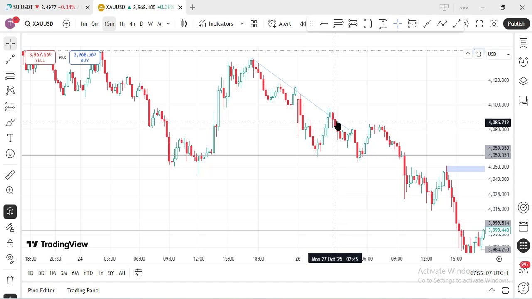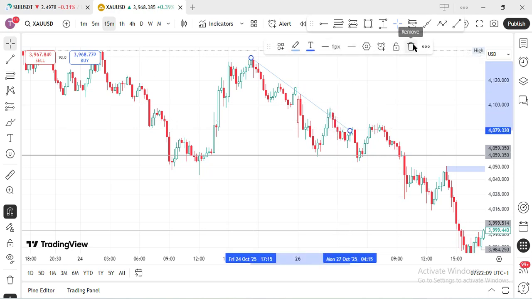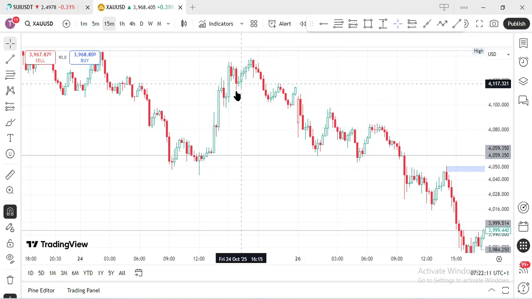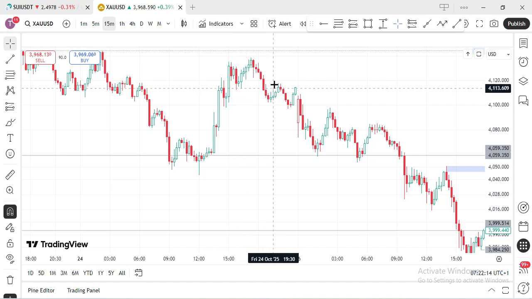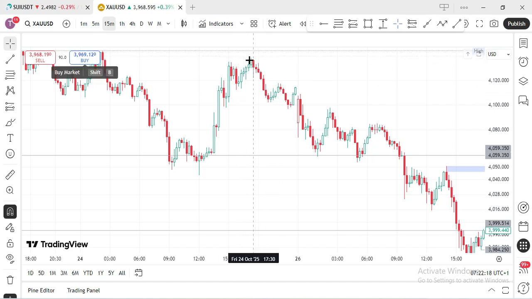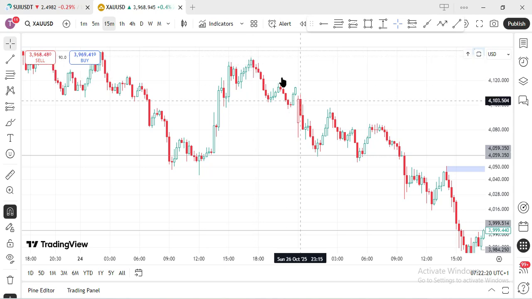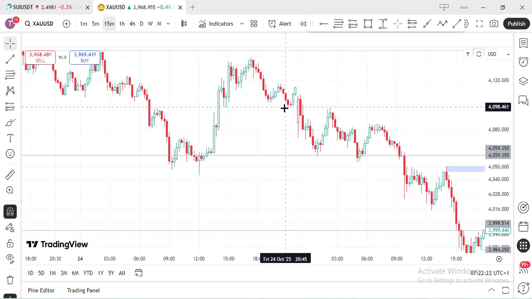I will give an example. In this range, we have a break of structure here. Now there's a break of structure. What the price did here that caused this first break will determine the first entry. What did price do here that caused the second break?